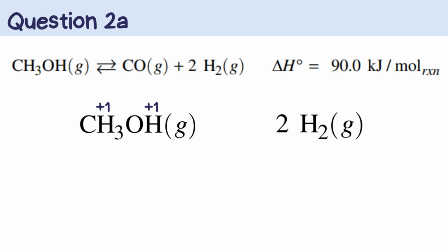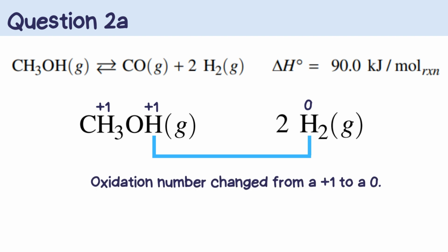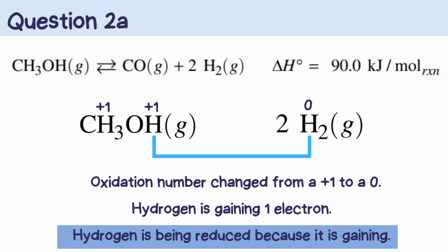And for hydrogen in its elemental form, it's going to have an oxidation number of 0. This goes for all elements in elemental form. Now we must look at the change in the charge. So hydrogen goes from a positive 1 charge to a 0 charge. Because it goes from positive 1 to 0, hydrogen is gaining an electron, which means that hydrogen will be reduced because it's gaining. Again, with the whole oxidation and reduction thing, it's always the opposite.